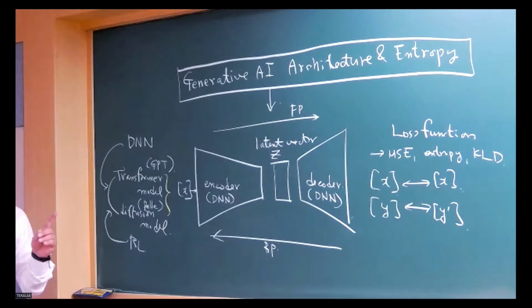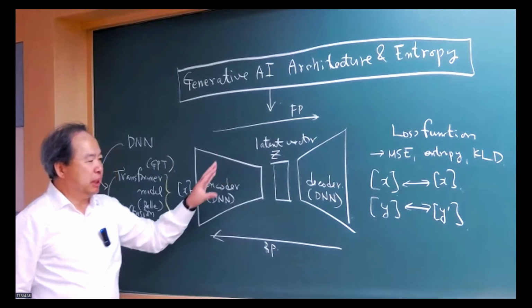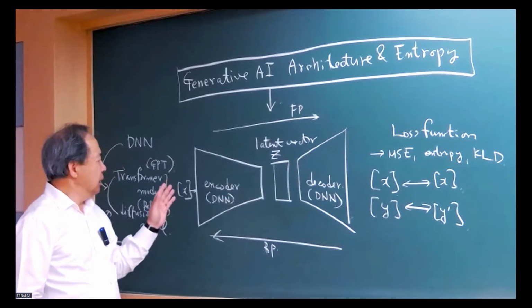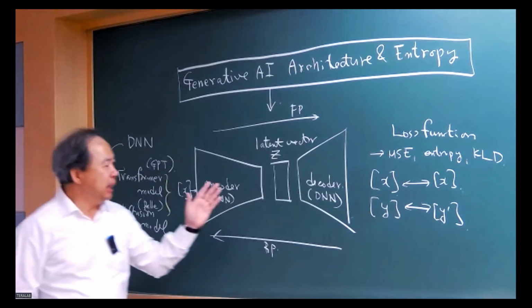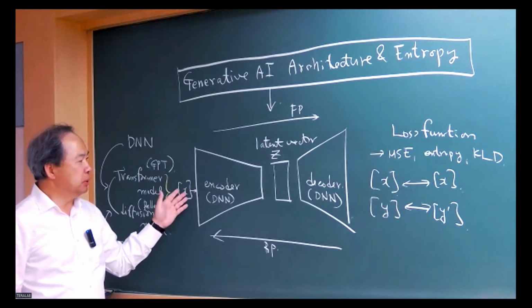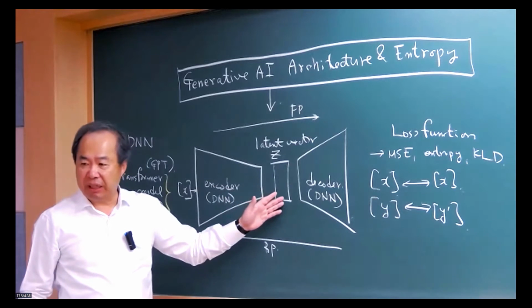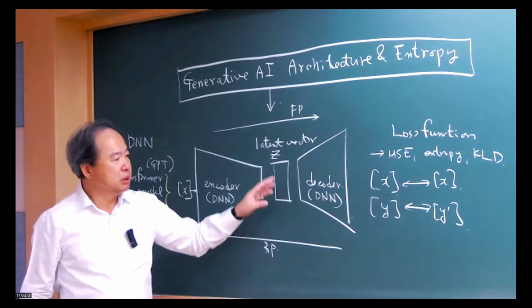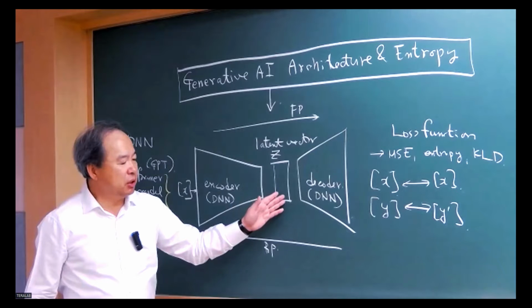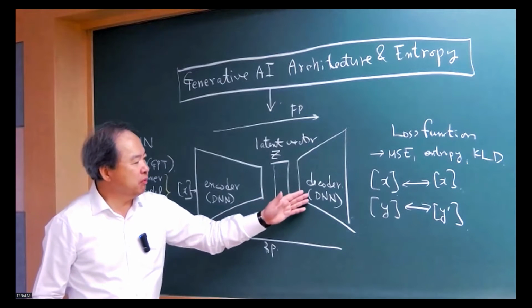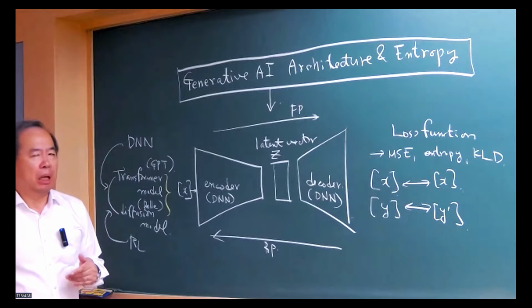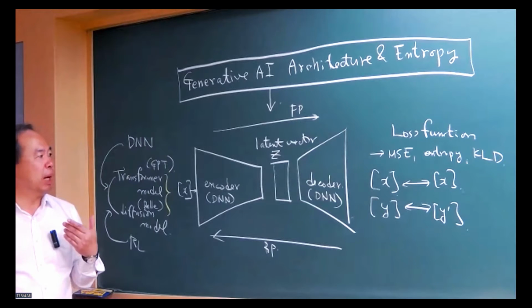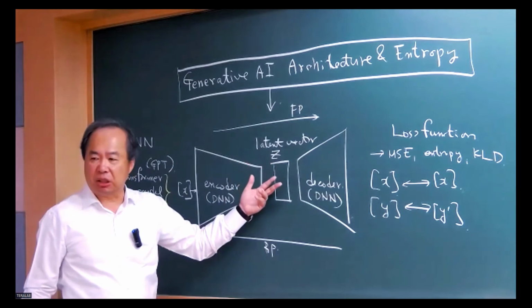But surprisingly, this deep neural network does not translate the input vector to the output vector directly. It encodes the input to a latent vector, and the latent vector is interpreted by the decoder to generate the output. One day I was wondering, why do we need a latent vector space?